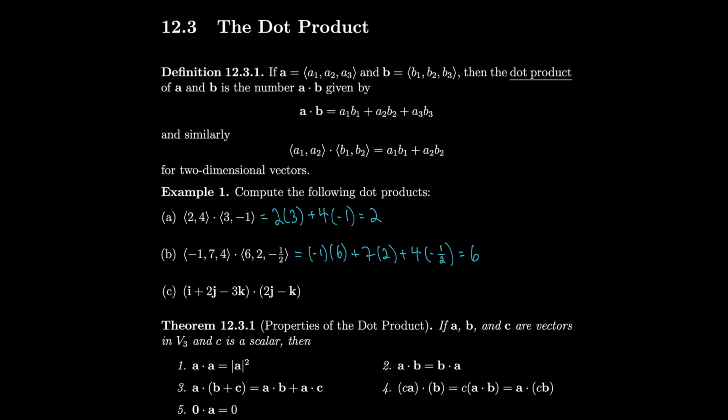We can also do this if we have ijk notation. We just multiply the coefficients of i. I shouldn't have drawn that arrow because notice that there's 0i over here. So that's what has to multiply. I have to take 0 times 1, because those are the coefficients of i, and then 2 times 2 for j, and then minus 3 times minus 1 for k. So let's do that. We've got 1 times 0 plus 2 times 2 plus negative 3 times negative 1. And that just equals 7.